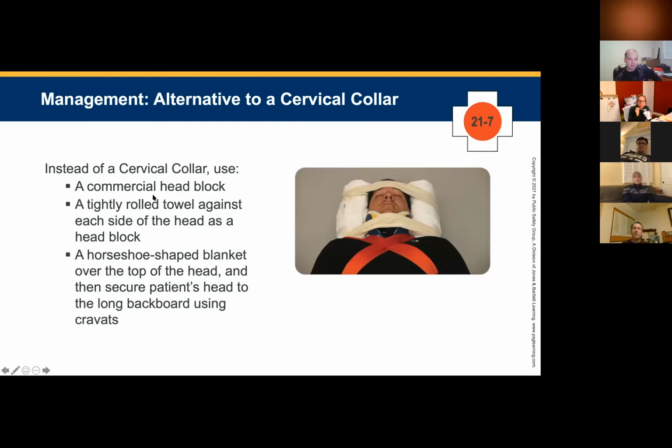Instead of a collar, we can use towel rolls. So basically roll a towel and then we can use them on each side of the head, or do a horseshoe blanket wrapped around the patient's neck.